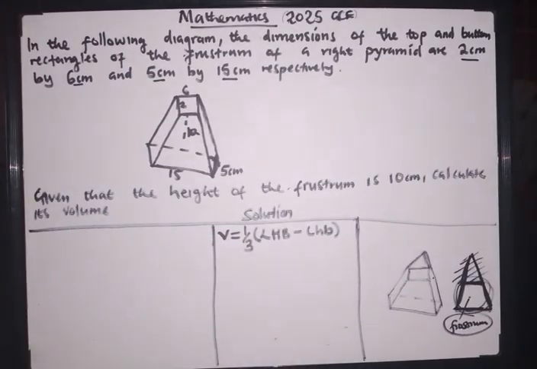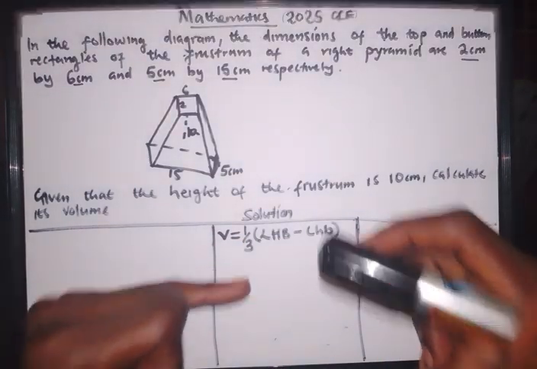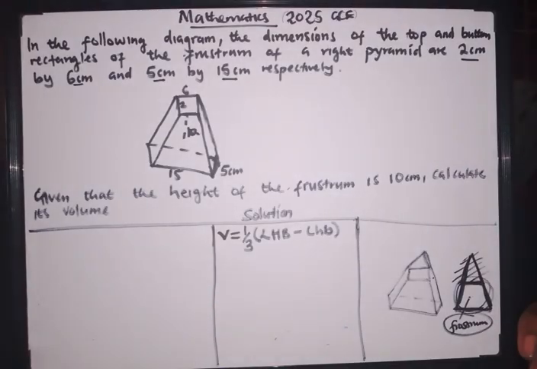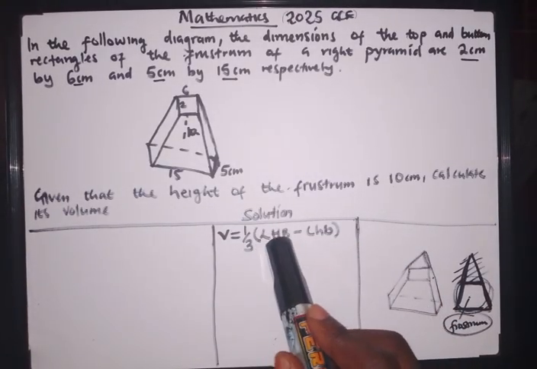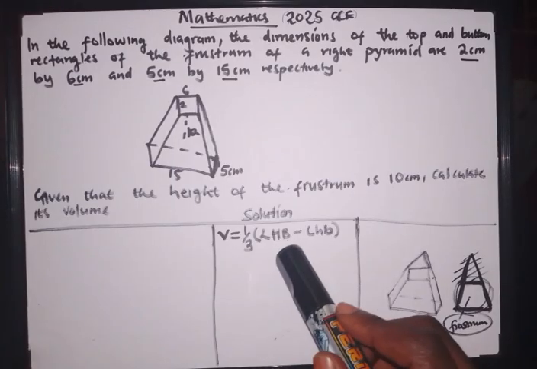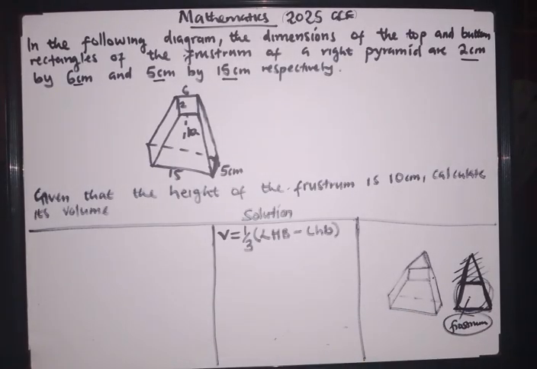So what does this formula mean now? This formula means that the volume of a pyramid is 1/3 times the length times the breadth times the height. But in the frustum we are saying that we need to calculate two volumes, the volume of the bigger pyramid and the volume of the smaller pyramid. Then we subtract them to get the volume of the frustum.